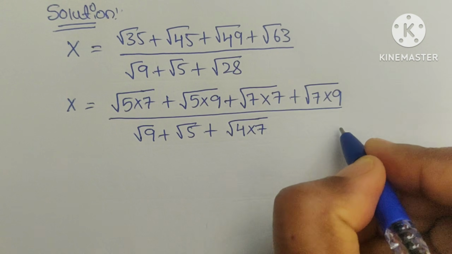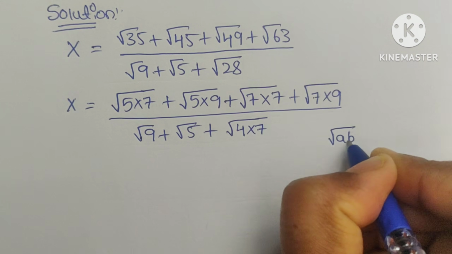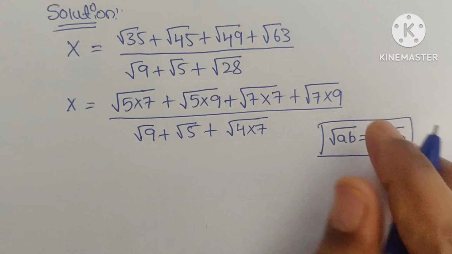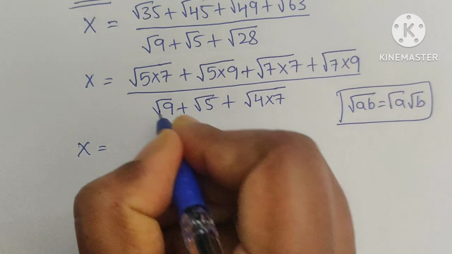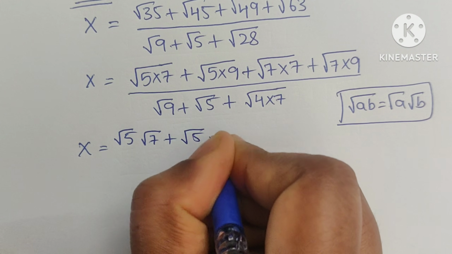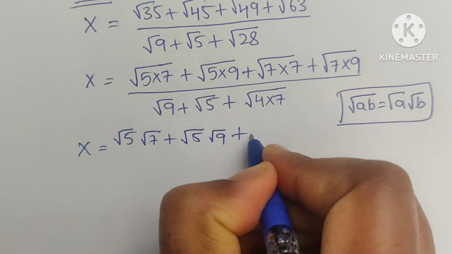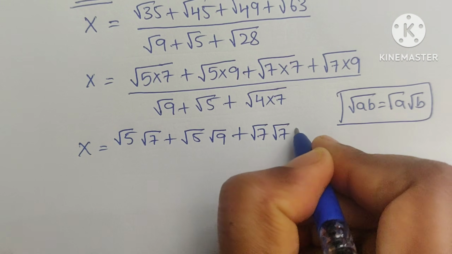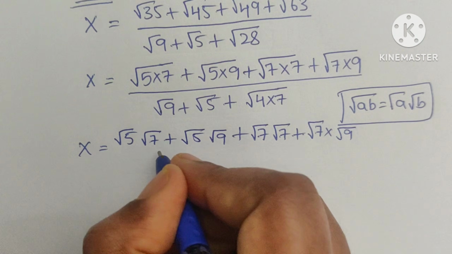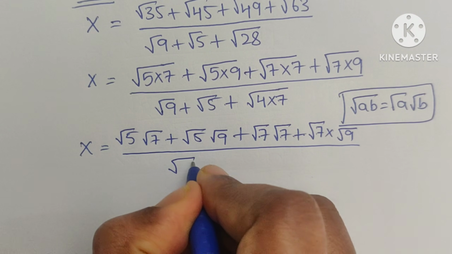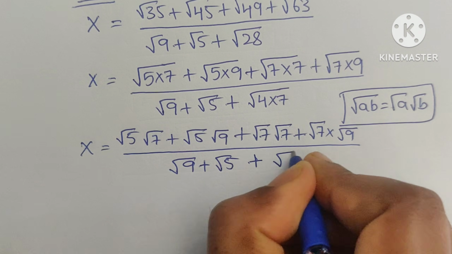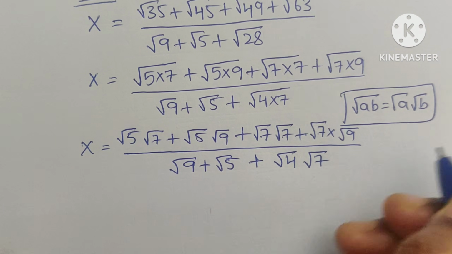Here we can apply this formula: square root of a times b equals square root of a times square root of b. Using this formula, we can write x equal to square root of 5 times square root of 7, plus square root of 5 times square root of 9, plus square root of 7 times square root of 7, plus square root of 7 times square root of 9, divided by square root of 9 plus square root of 5 plus square root of 4 times square root of 7.